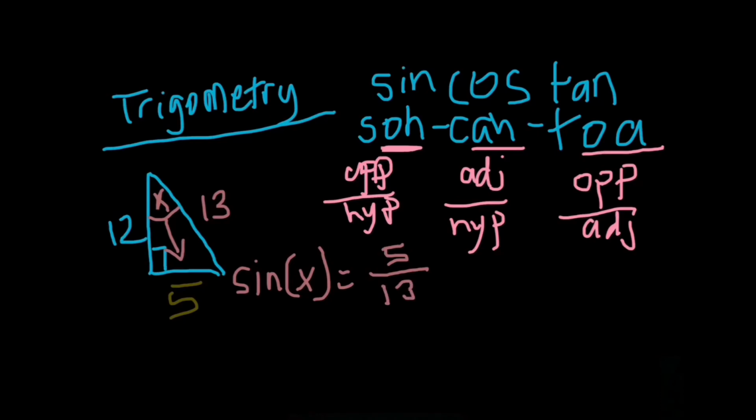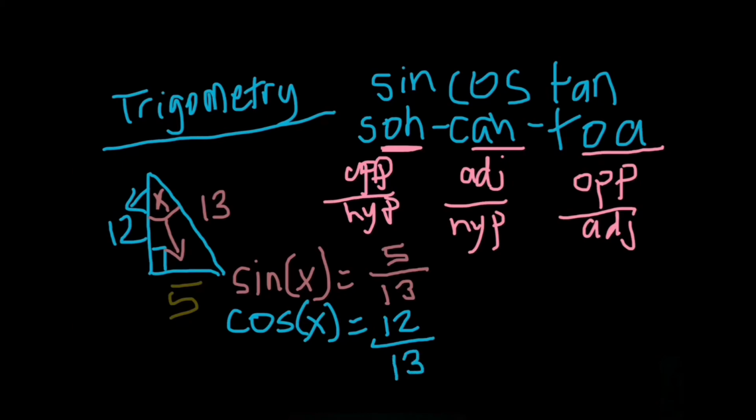Now for cosine, this would be the CAH, which is A and H, so it's adjacent over hypotenuse. So cosine of x is, adjacent of angle x is actually 12. It's the side that makes up the angle. 12, and then over the hypotenuse, which is 13.